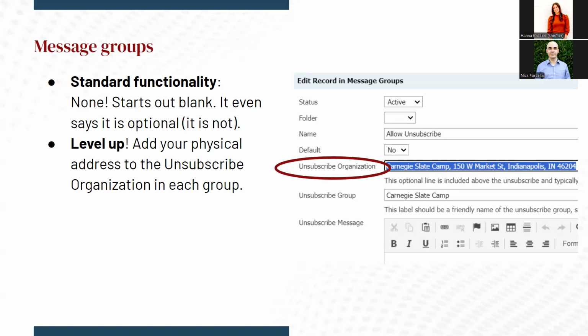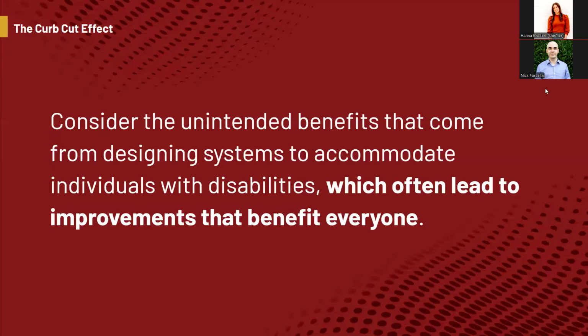So the level up here is very simple, and we really like to end with this easy win if you haven't done it. Add your physical address to the unsubscribe organization in every message group that you build. And with that, we'll pass it back over to Hannah.